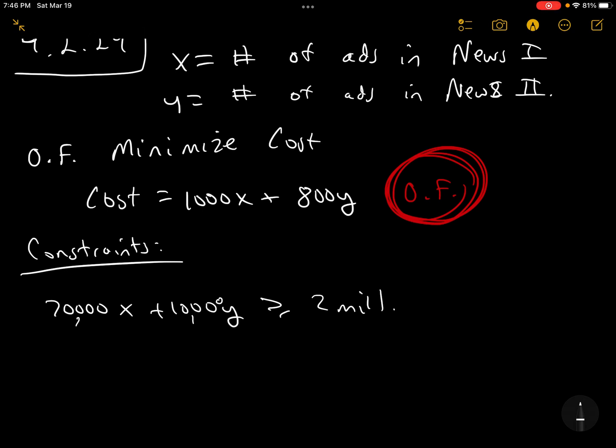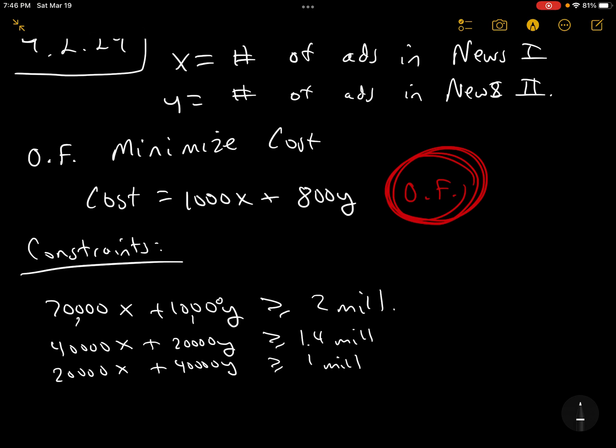And once you figure the first one, I think it's pretty easy. It goes 70, 10, 2 mil. And then it goes 40,000x plus 20,000y, and that's greater than or equal to 1.4 mil. And then the third one, group C, is going to be 20,000x plus 40,000y is bigger than or equal to 1 mil.